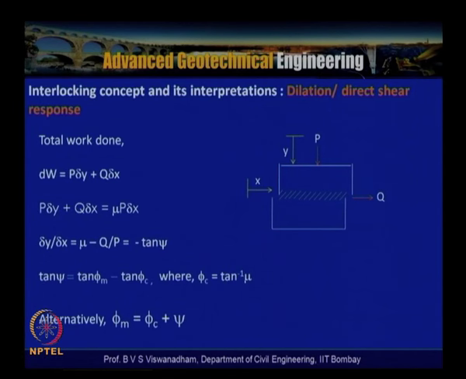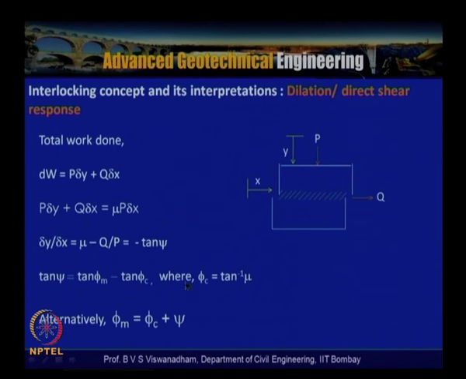So what we have done is that, with reference to the interlocking concept and interpretation, the total work done is dw is equal to p delta y plus q delta x, and then we divided right through by delta x, and with that we have got delta y by delta x plus q by p is equal to mu. When you simplify further, delta y by delta x is equal to mu, that is due to sliding friction, minus q by p, and is equal to tan psi.